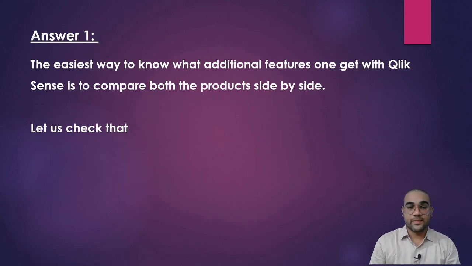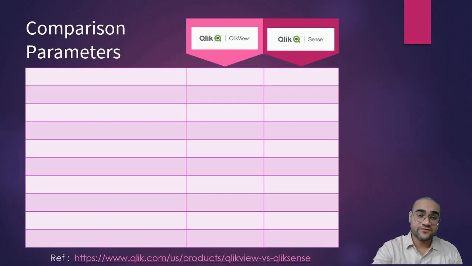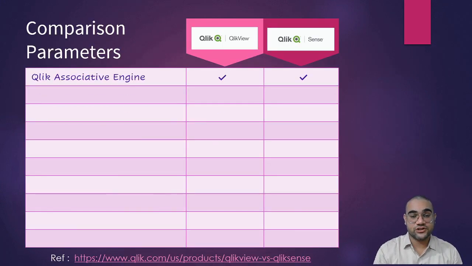To start with, the easiest way to know the additional features the customers will get with ClickSense is to compare ClickView and ClickSense side by side. To do this, I have created a comparison matrix where we can compare features for both these products. The first feature is the Click Associative Engine. Both tools, ClickSense and ClickView, are built on this technology. This is the patented technology using which you can see unseen insights from your data. And this is done using the power of gray.